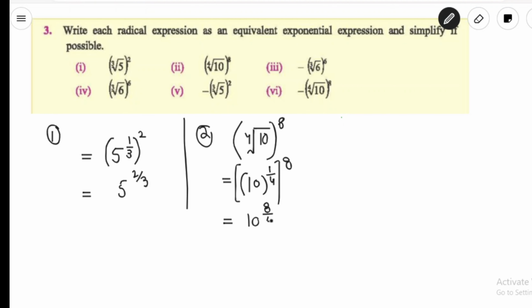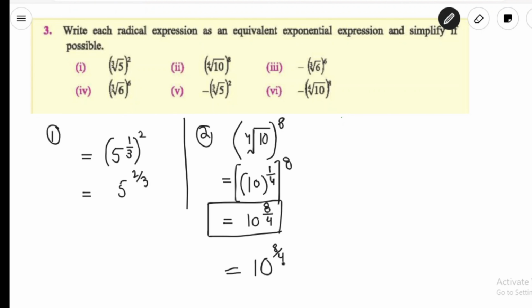So that is simply the exponential form. And if we do want, we can simplify. This is the exponential form, and if we want, we can solve it further. And how can we solve it? We do know that this exponent, which is 8 by 4, can be simplified.